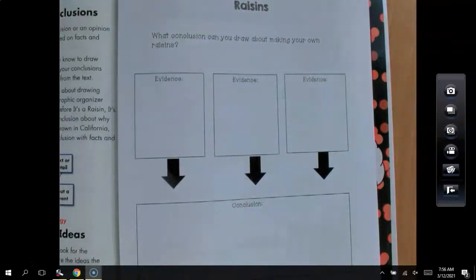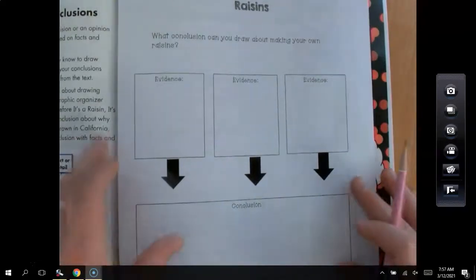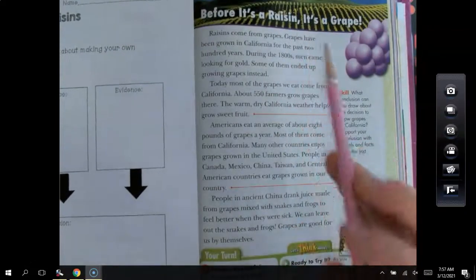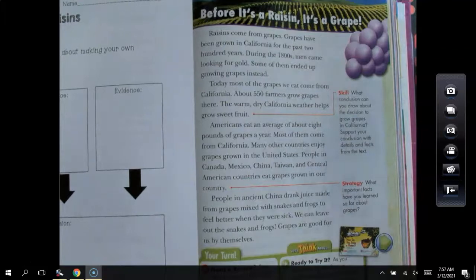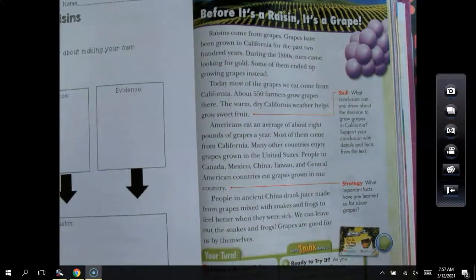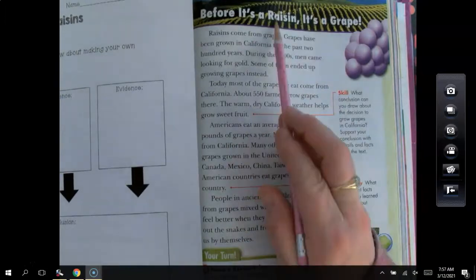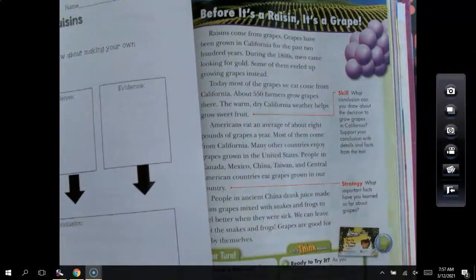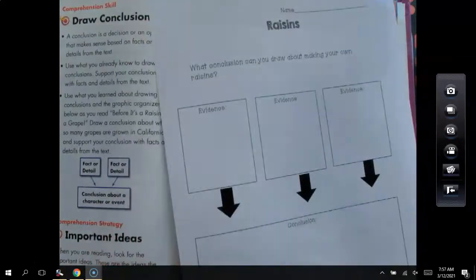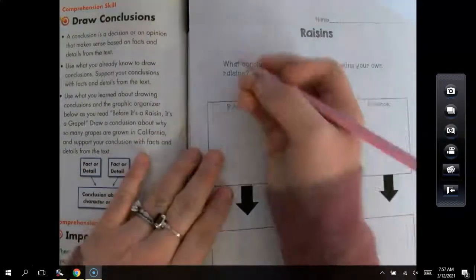So, first things first, how would I even possibly begin to make raisins? What do you think? Well, we know from our story, from the information that was given to us, that before we can even have raisins, what do we need to have? Yes, grapes. Before it's a raisin, it's a grape. Raisins come from grapes. So that's what we need to write in our first evidence.